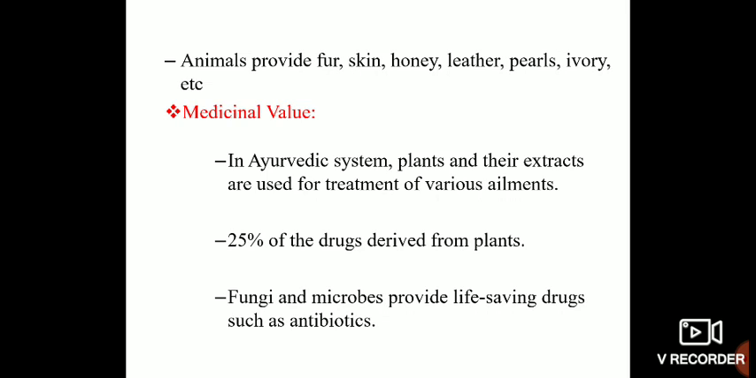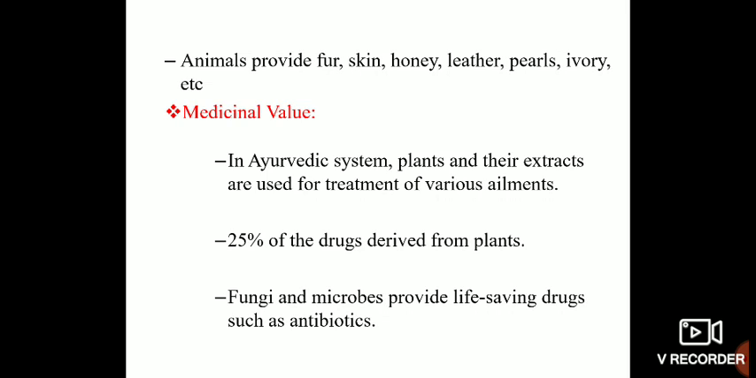One more thing, the animals provide us varied substances having immense importance. For example, we get fur, skin, honey, leather, pearls, ivory, and many other substances from animals. Now the next one is medicinal value. In the Ayurveda system of medicine, plants and their extracts are directly used for the treatment of various ailments. For example, there is a plant named Artemisia absinthium. Its extracts are utilized in removing worms. The extract of Artemisia absinthium is antihelminthic.